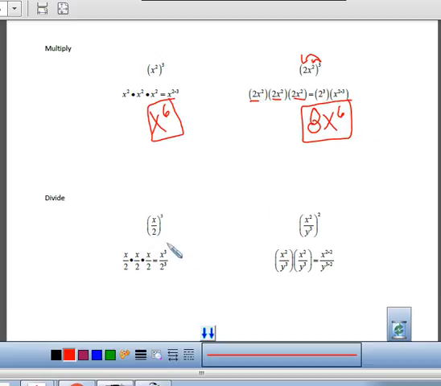Now we'll take a look at some division. Remember, when we have an exponent outside the parentheses for a fraction, that exponent is going to go with both the numerator and the denominator. So x times x times x is x to the third, and then we have 2 times 2 times 2, or 2 to the third. But I do expect you, or you are expected, to expand out the 2 to the third, and 2 to the third is 8. So this is a good answer, this is the best answer.